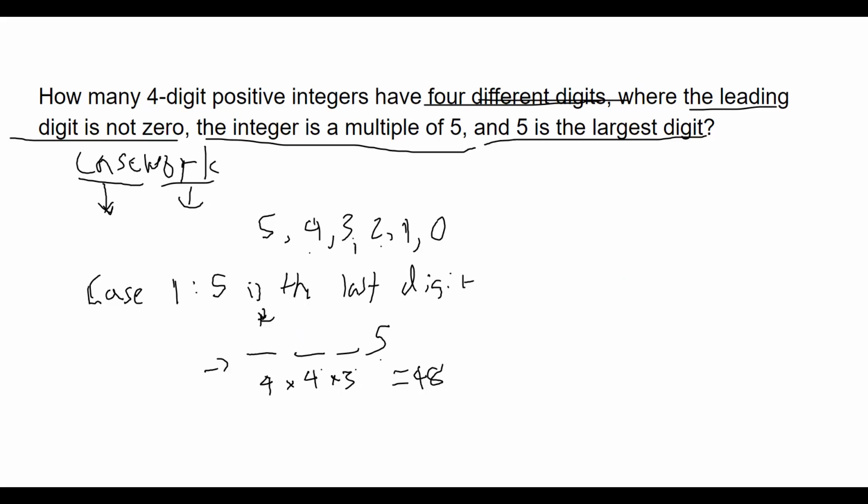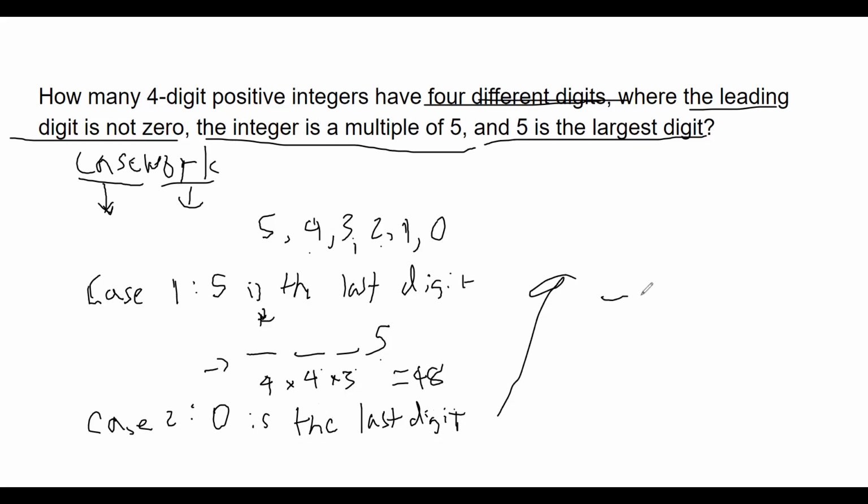All right, we're going to go a little bit over time. And our next case is that 0 is the last digit. With the cases, you have to make sure that they cover all possible situations. And I think it's pretty clear here that these 2 cases cover all possible scenarios, since they can only end in 0 or 5. So if 0 is the last digit, it's going to look something like this: 3 digits and a 0.